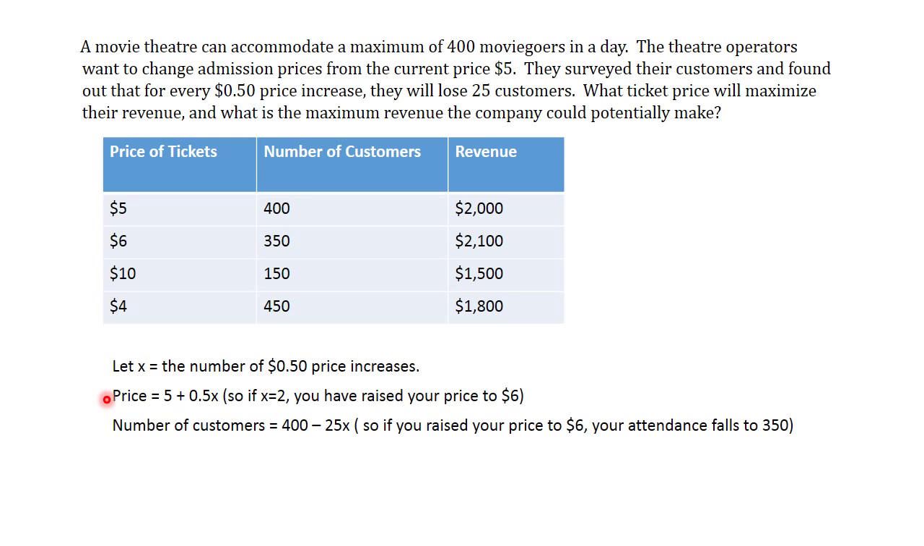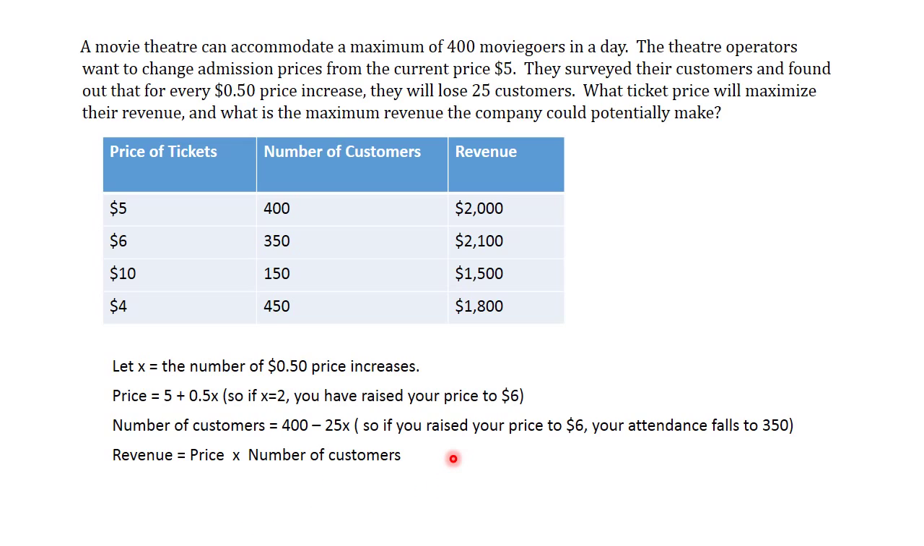Now, if we're looking at revenue, revenue is the product of those two. Every time we wanted to know the revenue, like for instance, the $1,800 revenue, we multiplied the $4 times the 450 customers and we got $1,800. It's the same thing when we're doing it algebraically. Your revenue is your price times the number of customers.